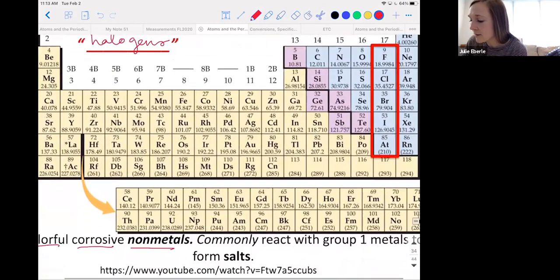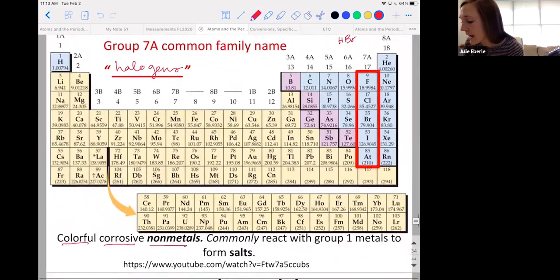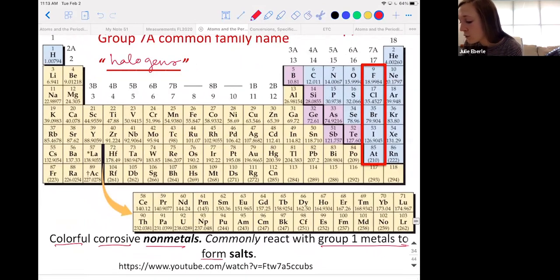Another thing to know is that they commonly react with group 1 metals to form salts. Can anybody name a very common salt between a group 7 and a group 1 element? NaCl, okay, which is crazy. When you take chlorine, which can be a corrosive element, and you put it with sodium, which is a metal we would never want to ingest by itself, now suddenly we have something we eat every day in our diet. Isn't that crazy?